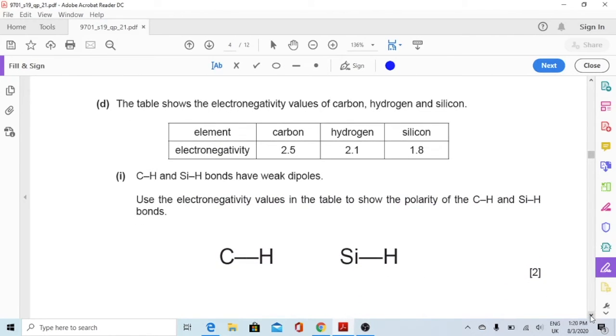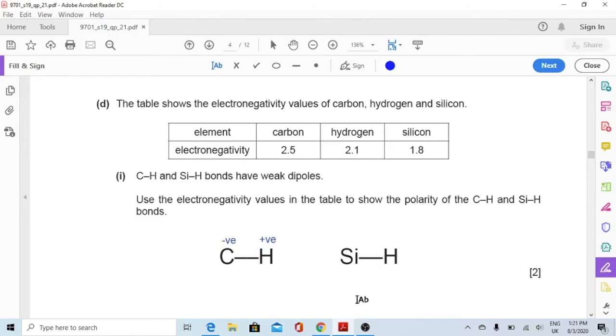Now part D, the table shows the electronegativity values of carbon, hydrogen and silicon. Part 1, C-H and Si-H bonds have weak dipoles. Use the electronegativity values in the table to show the polarity of C-H and Si-H bonds. Okay, so over here you see C-H and then there is Si-H. When you look into the table, carbon has a higher electronegativity than hydrogen. So this means carbon will have a partial negative charge and hydrogen will have a partial positive charge.